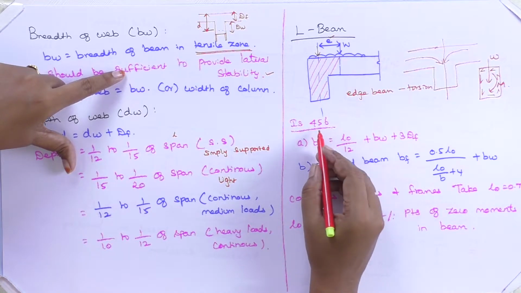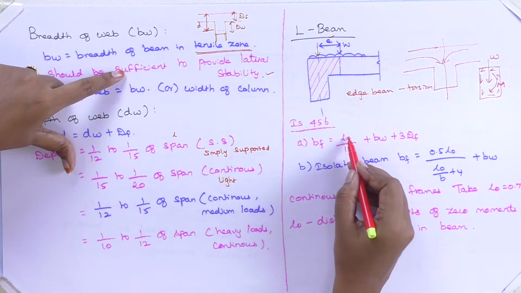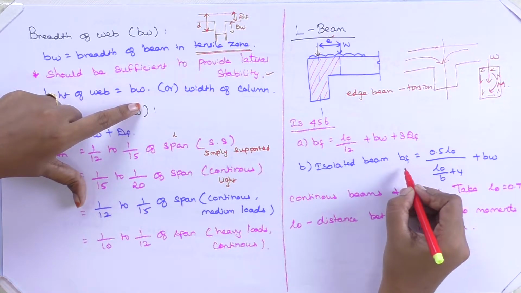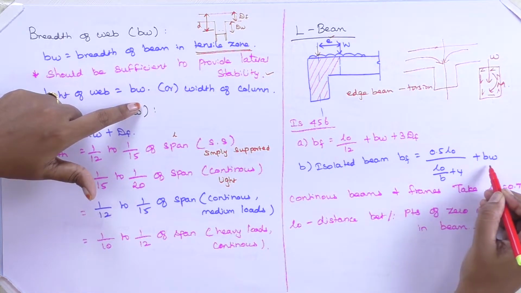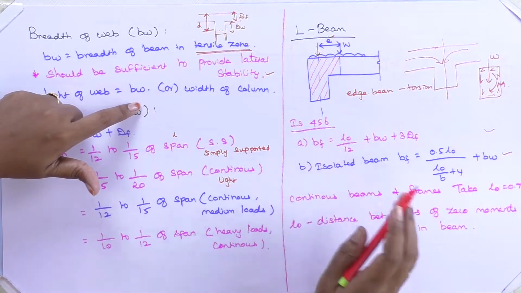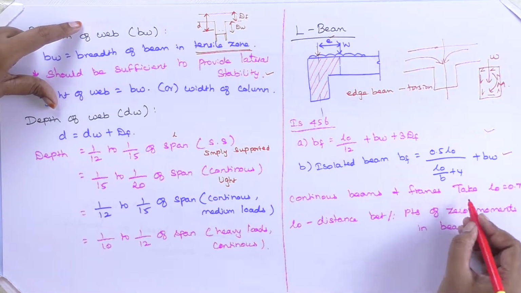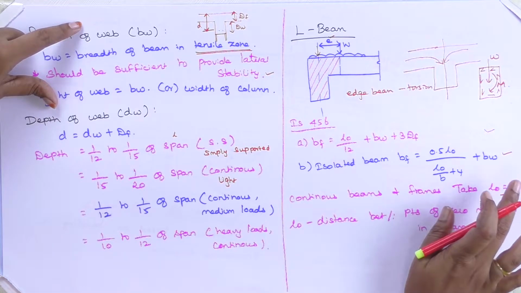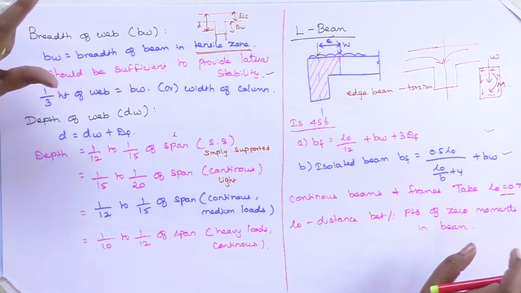The codal requirement for this L-beam to calculate the BF value is L0 by 12 plus BW plus 3 times DF. For an isolated beam, BF is equal to 0.5 L0 divided by (L0 by B plus 4), plus BW. These are the conditions we need to take to calculate the breadth of my flange. For continuous beams and frames, I need to take L0 as 0.7 times L. It is enough. L0 here is also the same, the distance between the points of zero moments in my beam.